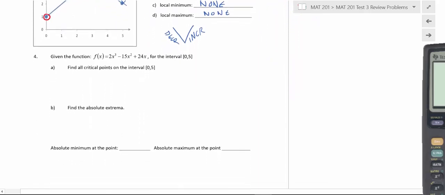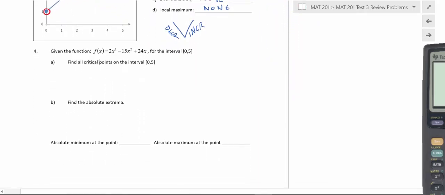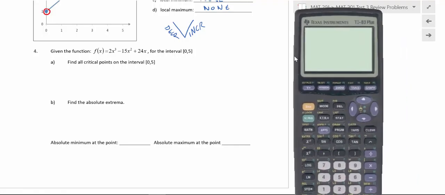Okay, next problem is finding absolute extrema on this. Now, typically I also will let you use a calculator on this. So this would be on a calculator part of the exam. Even though you can do this graphically, you have to follow the directions on this before I'll give you any credit. So the thing on this is we want to find the critical points on this interval.